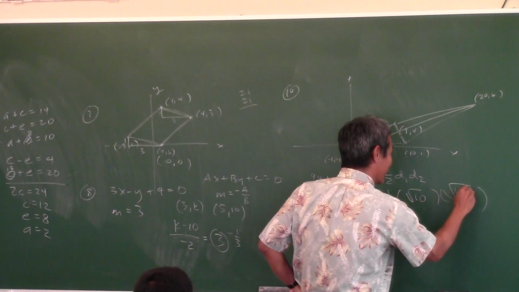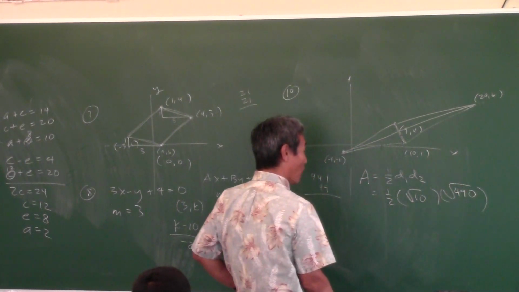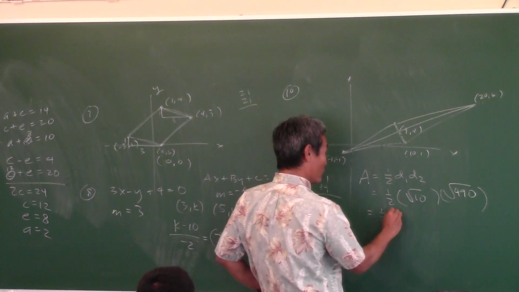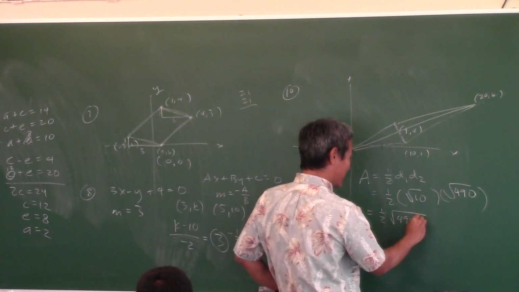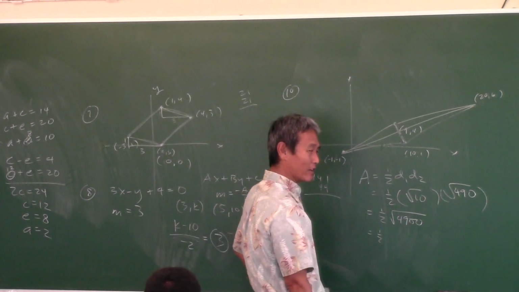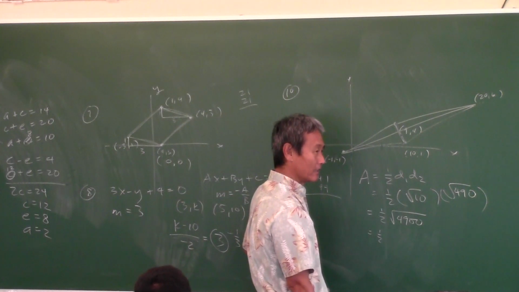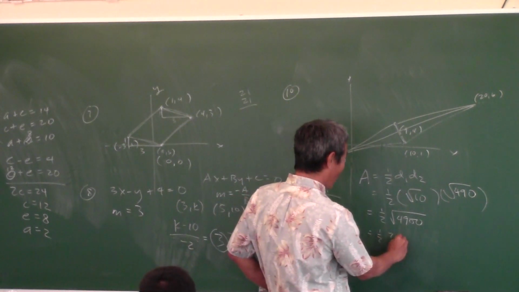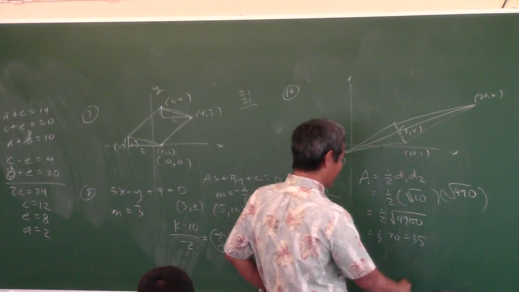Root 490. Oh, and then that's just root 1/2 root 4,900. What's the square root of 4,900? You gotta do 70. Oh, 35. It's beautiful.